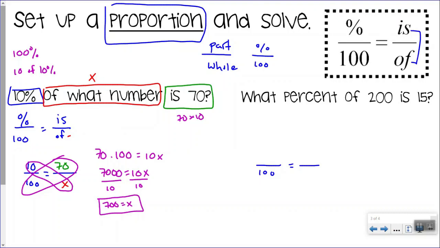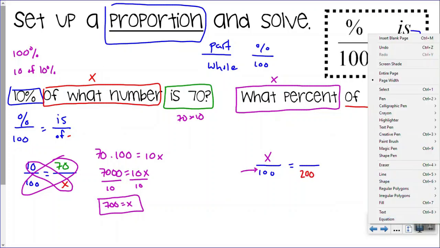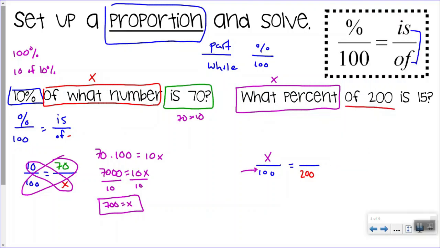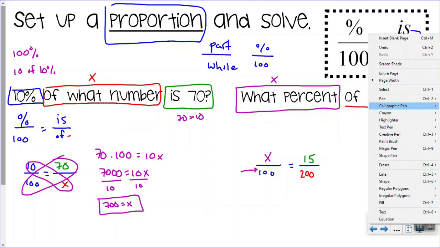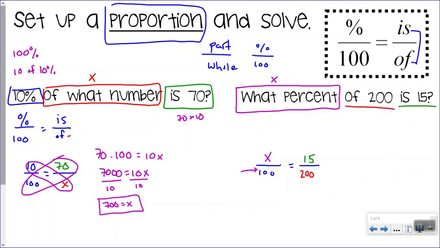We start with our 100 in the bottom. That's the easy part, so I've already filled it in. We have what percent. So now I don't know the percent. The what is the keyword that I'm going to use my variable here. So we put our variable over 100. Then we keep going. We have of 200. So of is in the denominator because that's the bigger whole that we're talking about. And then we have the is 15. This is our part. So 15 is part of 200. We want to figure out what part exactly. Let's go ahead and pause the video and see if you can solve that proportion for x.